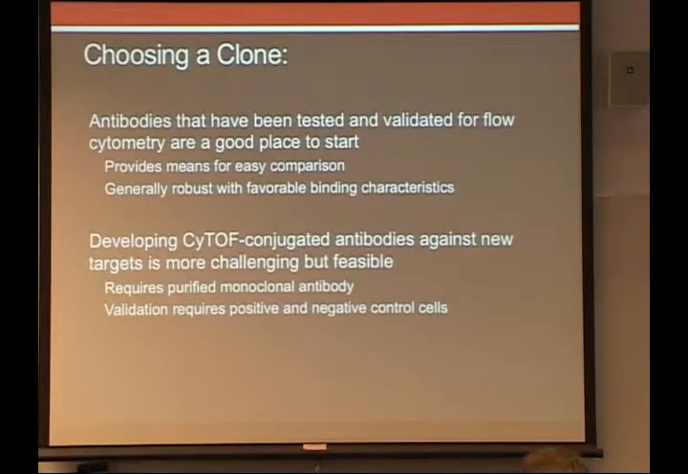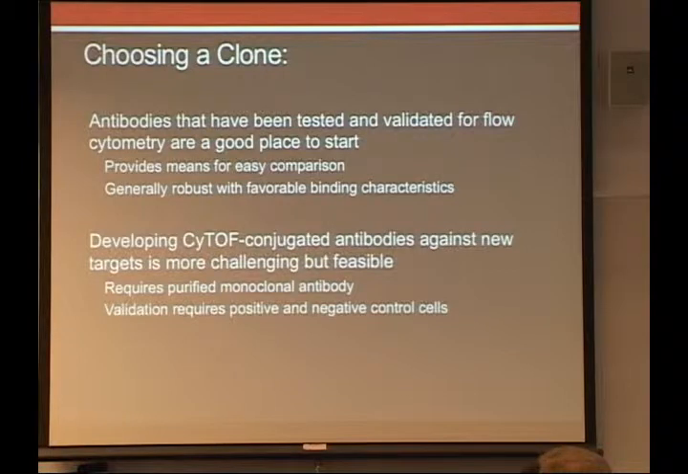How do we choose a good clone to conjugate for mass cytometry? Where we like to start, in the Nolan lab at least, is to use antibodies, if possible, that have already been tested and validated for use on a fluorescence platform for traditional flow cytometry. And we do this for a couple reasons. The first being that it provides a great means of comparison. You can toss the same clone onto cells and stain them for fluorescence and for mass cytometry simultaneously, run them, and ensure that the conjugation process isn't actually destroying the specificity of your antibody binding.